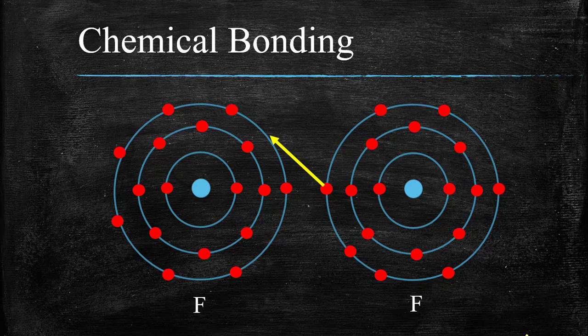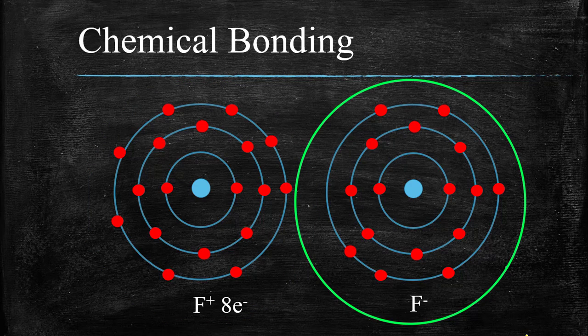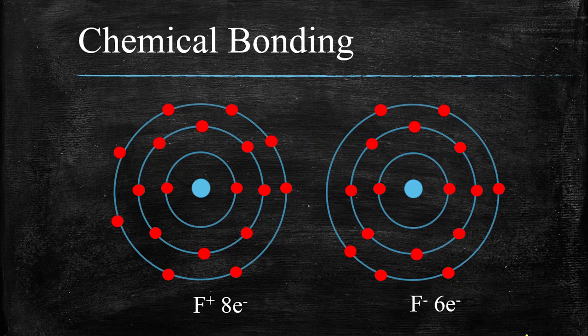One fluorine could give up an electron to the other fluorine, so this fluorine cation now has 8 electrons, or a noble gas configuration, but this fluoride ion now has 6 electrons. That is not noble gas configuration. This is not going to work to satisfy the octet rule.